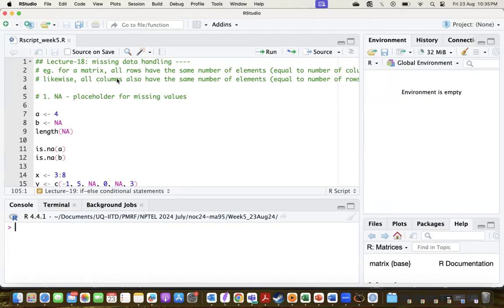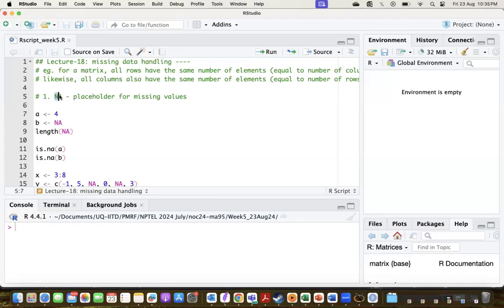Just another thing in terms of the matrix: when you have a matrix, you basically have a two-dimensional object. All the rows should have all the columns, and all the columns should have all the rows. It cannot be that the first row has 3 elements and the second row just has 2 elements. There would be just 2 known elements, but there would still be a place for the third one. Okay. All right. So we'll start.